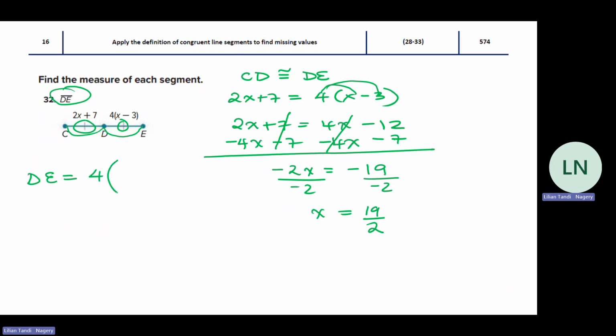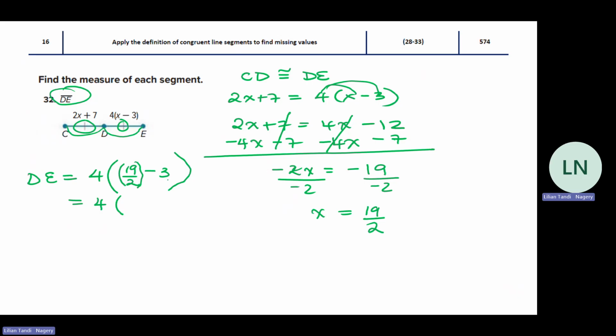4 parentheses 19 over 2 minus 3 close parentheses. I should make this a bigger parenthesis like that. Okay, so now you will get 4 and how much is this? This should be 13. Yes, that should be 13. How do I know? Because I can change this.